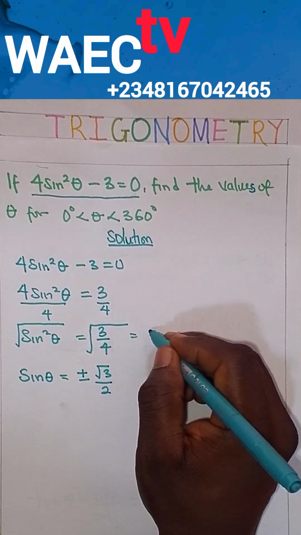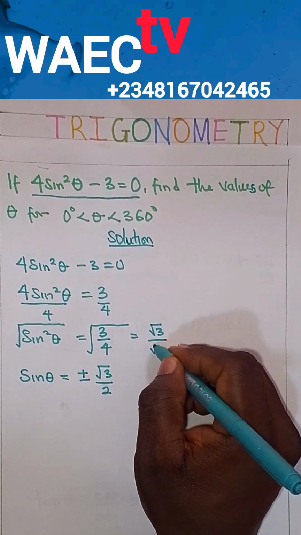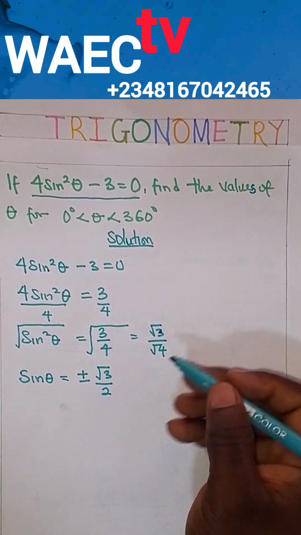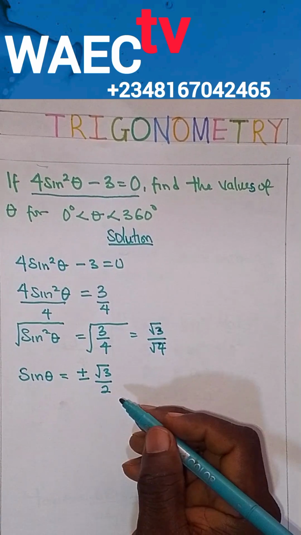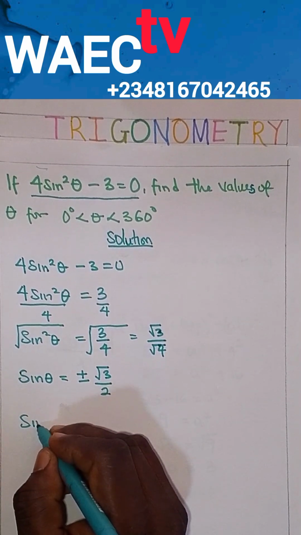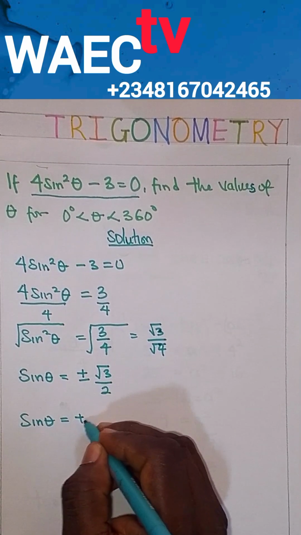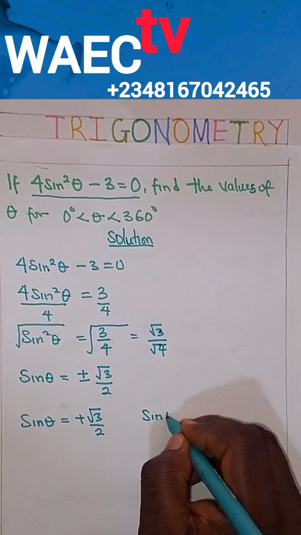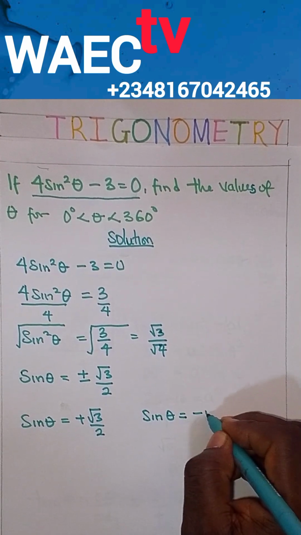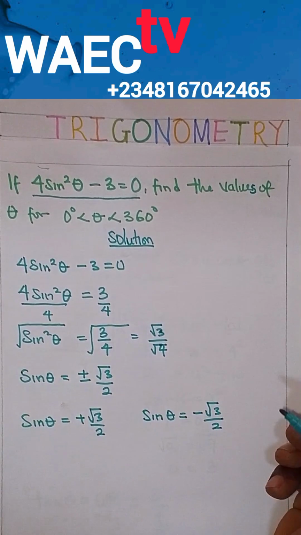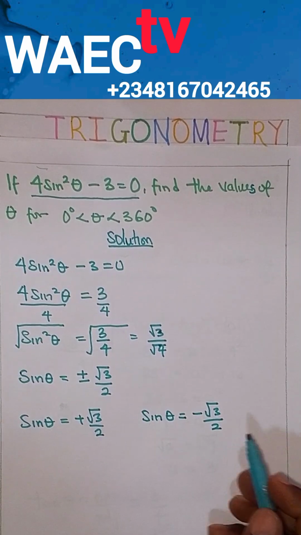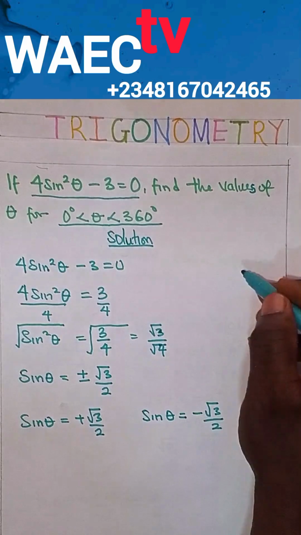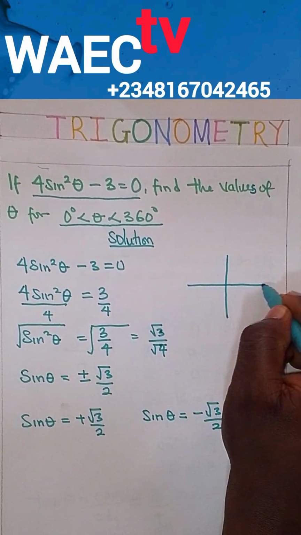Root 3 all over 2, because we have root 3 divided by root 4. The square root of 3 is an irrational number, so we leave it as root 3, and the square root of 4 is 2. So what that means is we have sine theta equals the positive part, which is root 3 over 2, and also sine theta for the negative part, which is minus root 3 all over 2. We are considering the plus and minus because of the range of answers we are looking at. 0 to 360 degrees means we are considering all four quadrants.